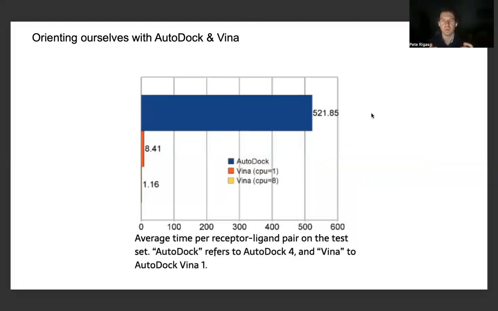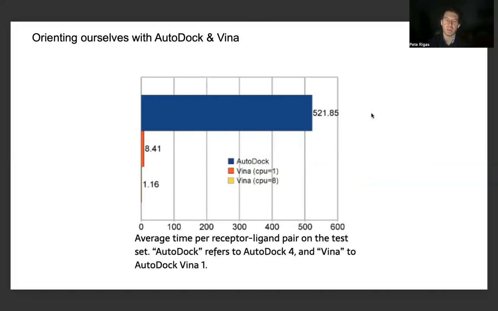And to further orient ourselves with AutoDock Vina, it's also important to think about the difference between AutoDock and AutoDock Vina, and how these two different workflows can be married together, which will allow us to actually look at how different compounds can interact with one another.